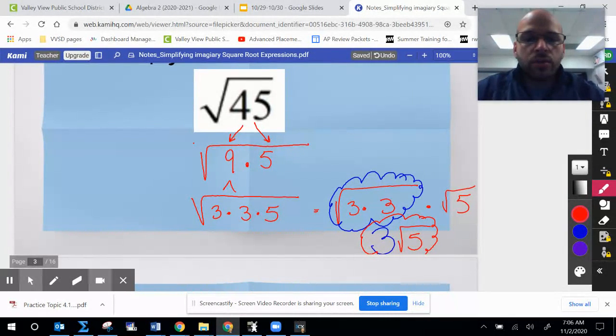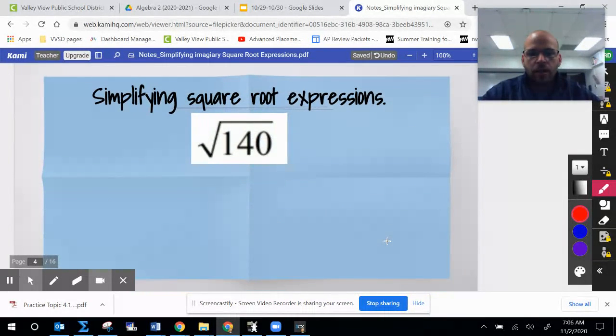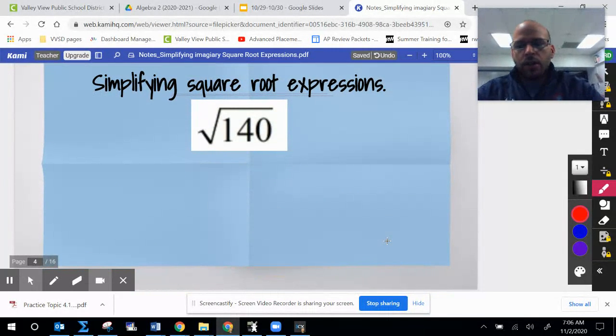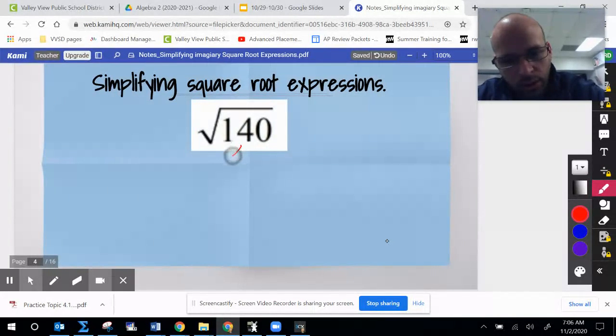Okay, so if you reduce the radical of square root of 45, if you extract out all the perfect squares, you get 3 square root of 5. Okay, so let's do it again. We have a few examples here. We're just going to break them down slowly but surely.